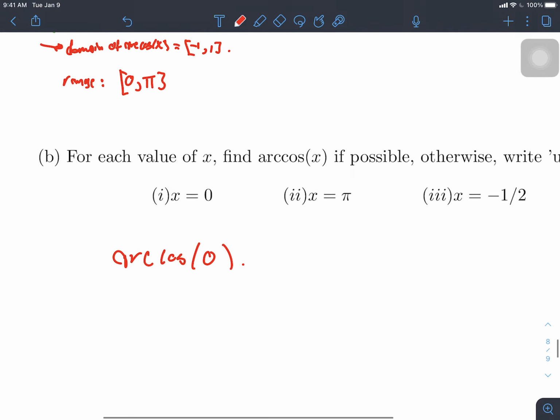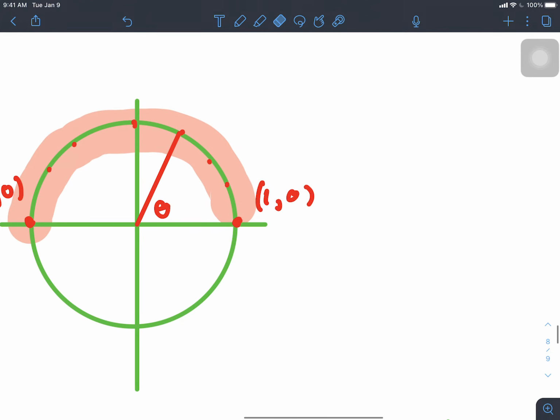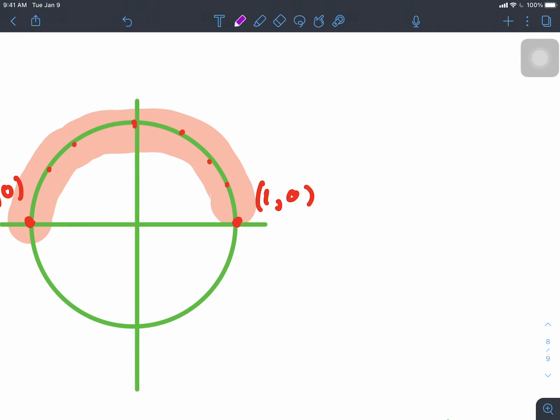Now, this function should return the value theta such that the x value of the point which gets pointed to on the unit circle has x value 0. And if we consider the top half of our unit circle, there's only one point which has x value equal to 0, and it's at this point right here. It's the point 0, 1.